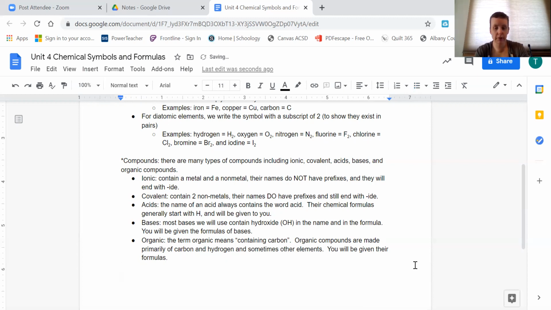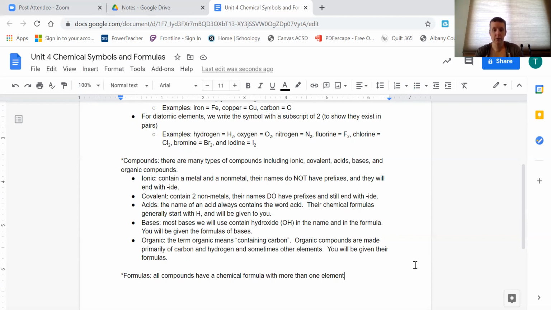So let's just do a little bit of a refresher on formulas. All compounds have a chemical formula with more than one element. If it's a chemical formula like O2, that is a formula because it has a letter and a number, but it's not a compound because it doesn't have more than one element. It's an element, a diatomic element, okay?